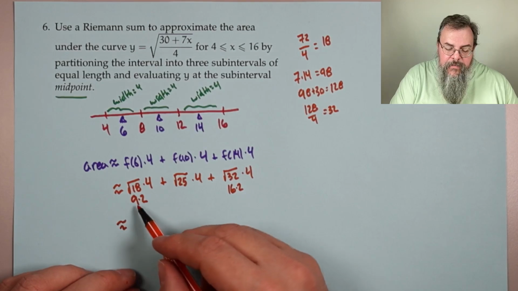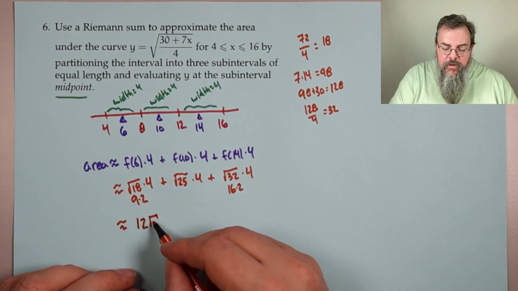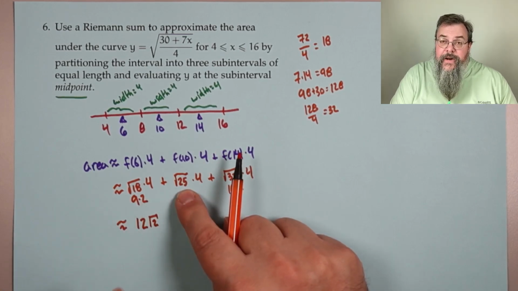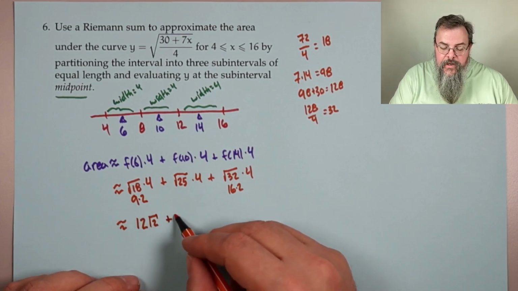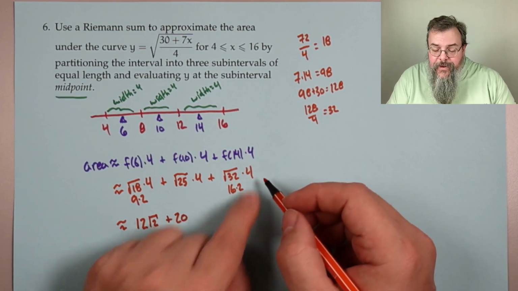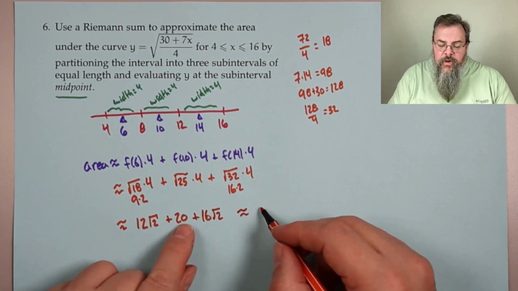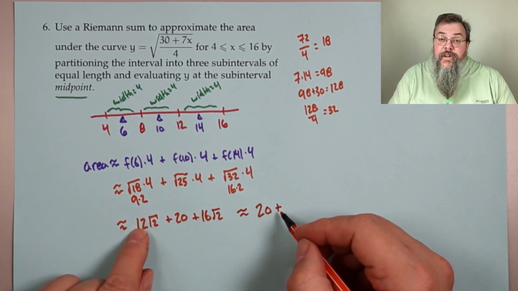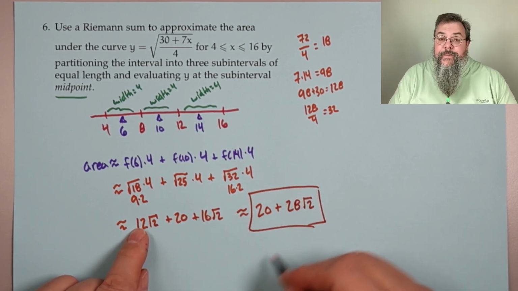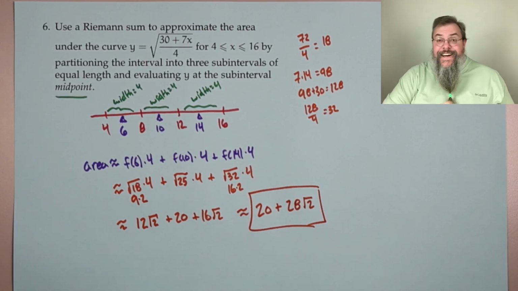So this will become 3 times square root of 2, times 4, so this is 12 square root of 2. Square root of 9 is 3, times 4. Here, square root of 25, 5 times 4, 20. Square root of 16 is 4, times another 4 gets us 16 square root of 2. So we end up with 20 plus 16 plus 12, which is 28 root 2. And there we go. That's it. We found it. Woohoo! Nice!